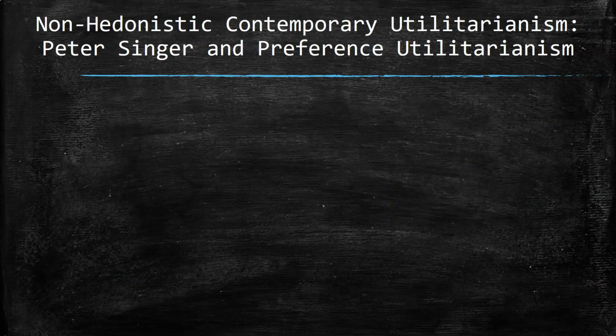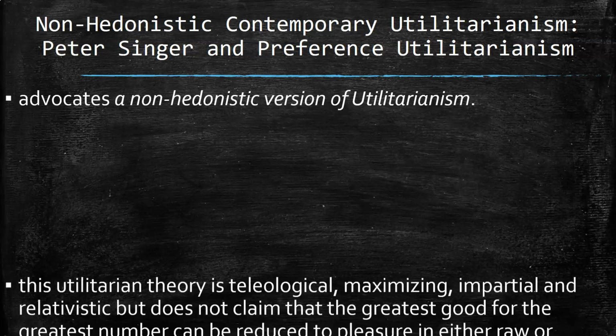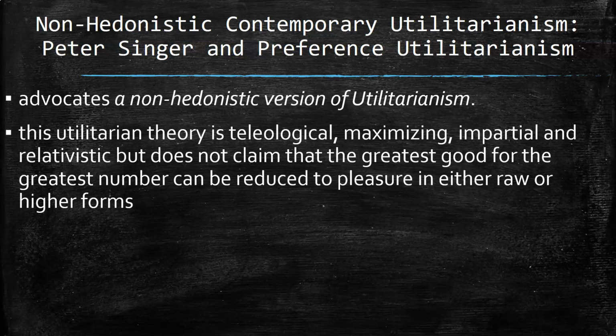So now, jump forward, because there's not a lot of change in utilitarianism until you get to a little bit more today with this non-hedonistic view. This is Peter Singer and his view of what he calls preference utilitarianism. And what do we mean by non-hedonistic? It's teleological, maximizing, impartial, all that, relativistic. But it does not claim that the greatest good for the greatest number could be reduced to pleasure or pain, right? In raw or higher forms.